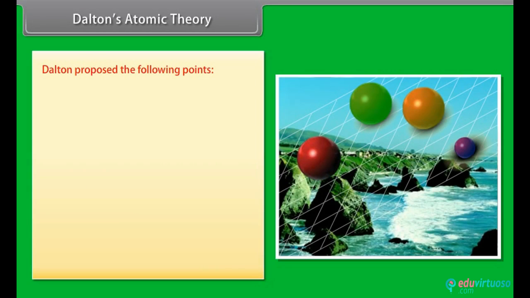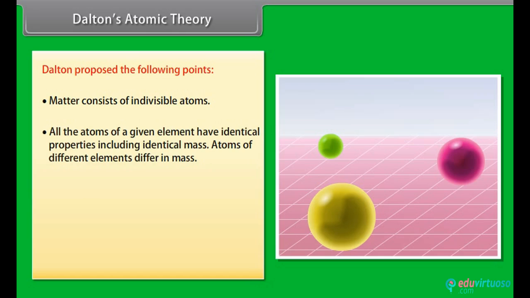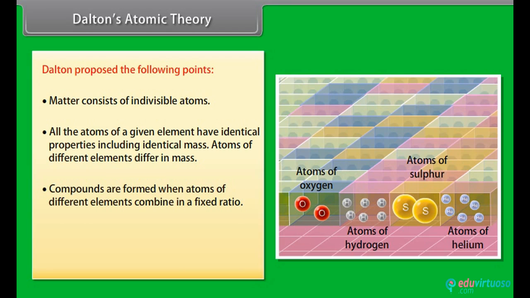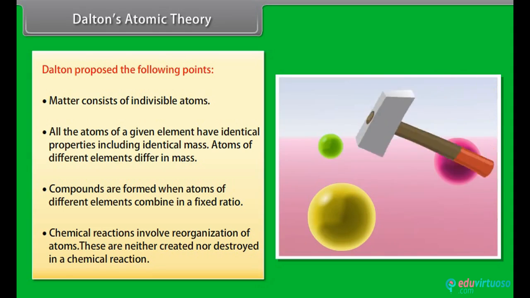Dalton's atomic theory. Dalton proposed the following points. 1. Matter consists of indivisible atoms. 2. All the atoms of a given element have identical properties including identical mass. Atoms of different elements differ in mass. 3. Compounds are formed when atoms of different elements combine in a fixed ratio. 4. Chemical reactions involve reorganization of atoms. These are neither created nor destroyed in a chemical reaction.